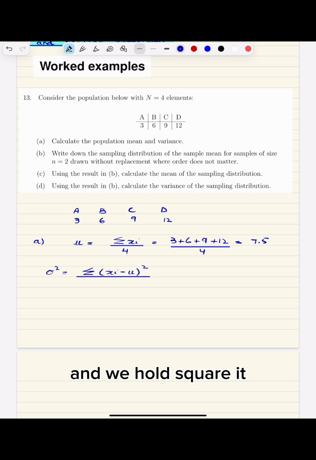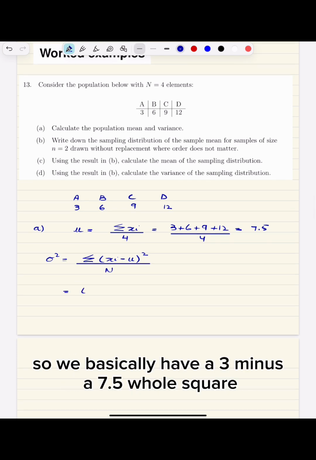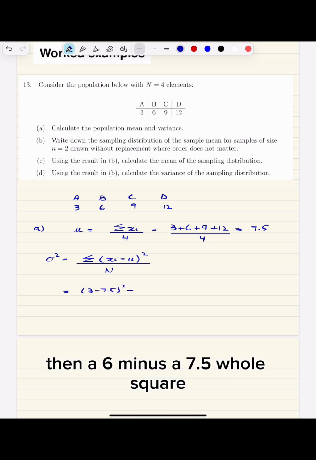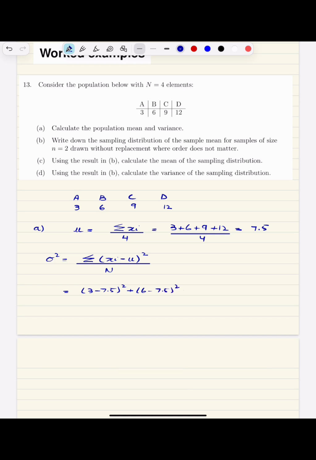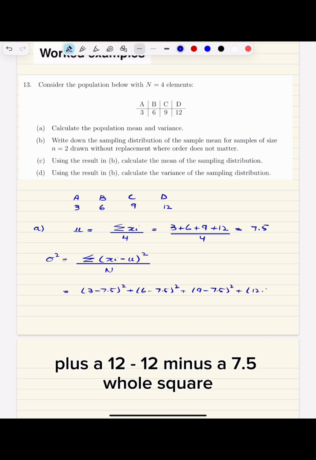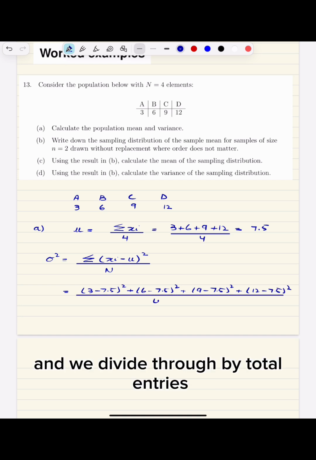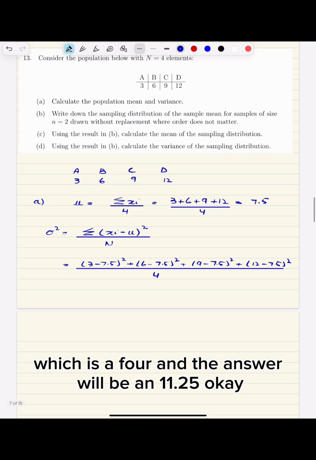The population variance is basically the summation of each entry with us deducting the mean from it, and we whole square it and we divide it by the total number of observations. So we basically have 3 minus 7.5 whole square, then 6 minus 7.5 whole square, then 9 minus 7.5 whole square, plus 12 minus 7.5 whole square, and we divide through by total entries, which is 4, and the answer will be 11.25.